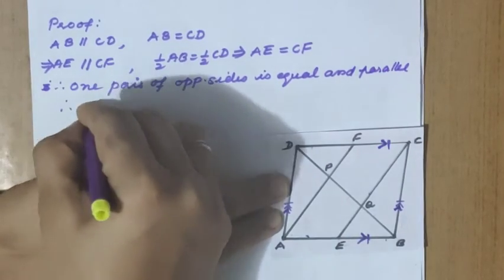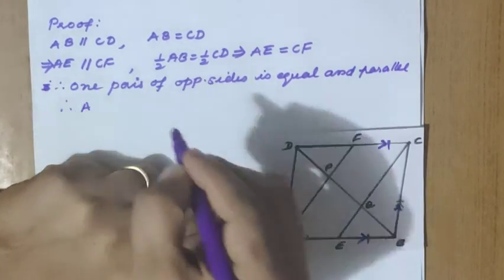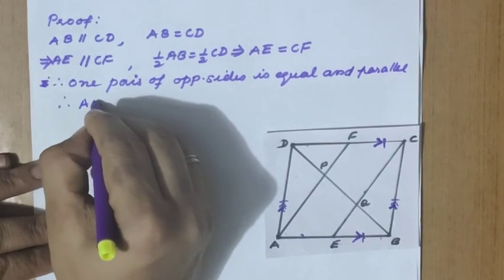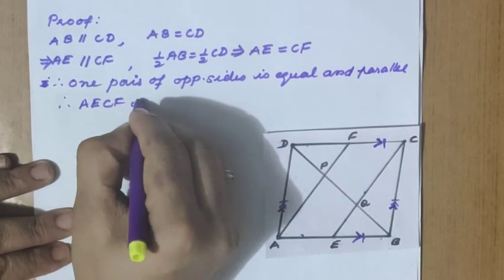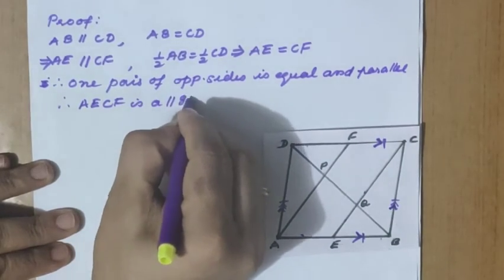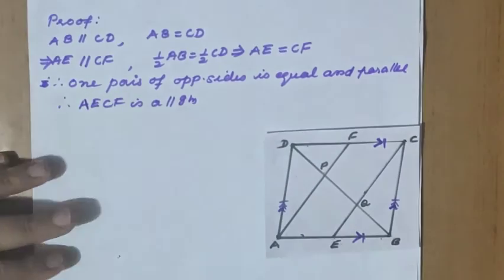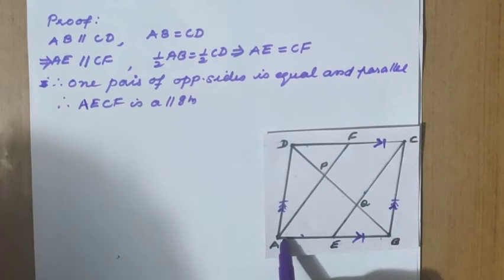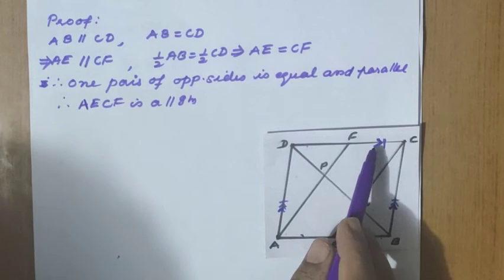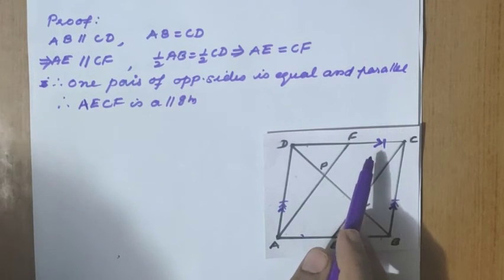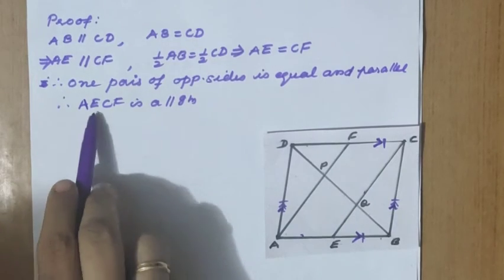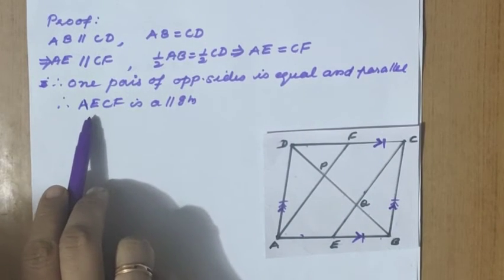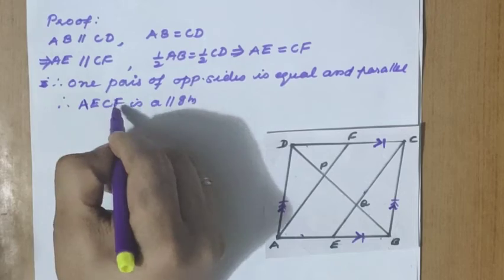Therefore, AECF is a parallelogram. What is the name? AECF is a parallelogram. First we have written that AE is parallel to CF and AE is equal to CF. Based on that, we have proved that AECF is a parallelogram.